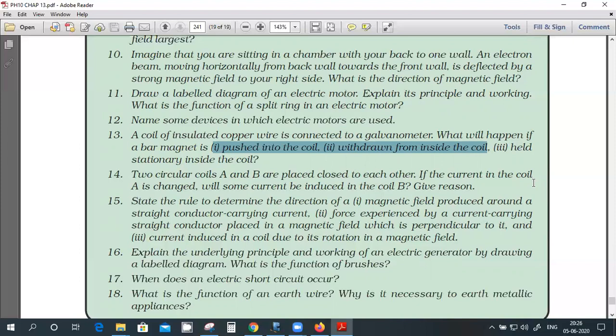Okay, the value of current depends on how fast the magnetic field is changing. Increasing or decreasing does not matter. Okay, so one and two, the current will be same, but the directions will be opposite, assuming that they are pushed and withdrawn with the same speed. Third one, it will be no current. Only when B changes, there will be current.